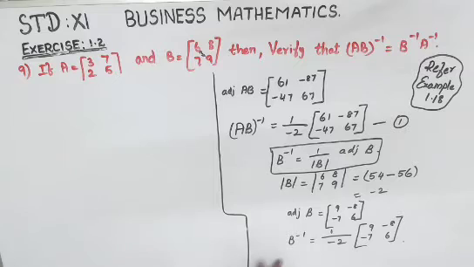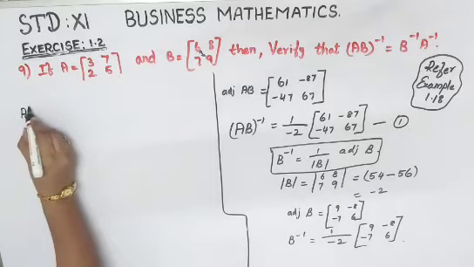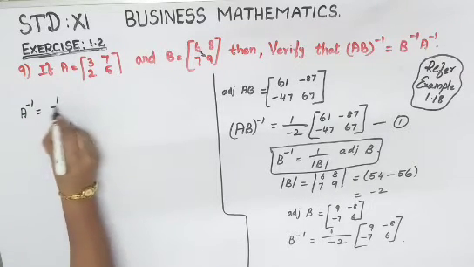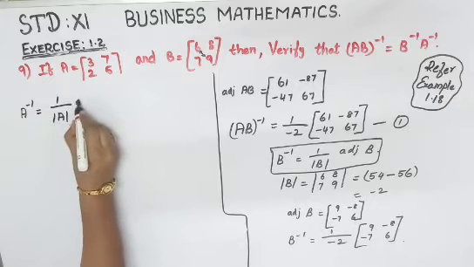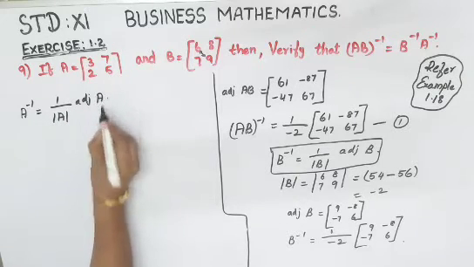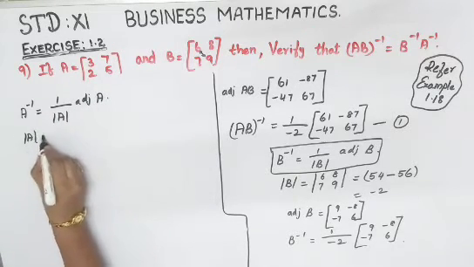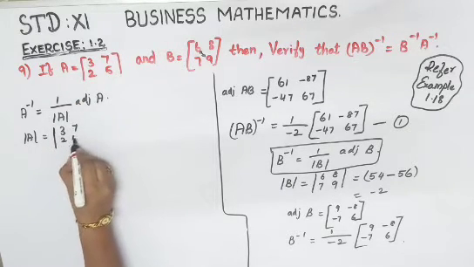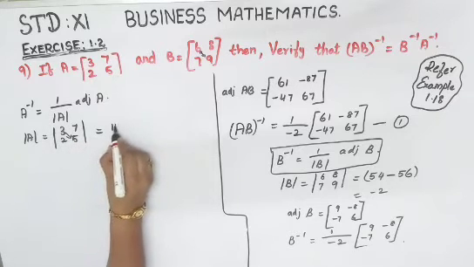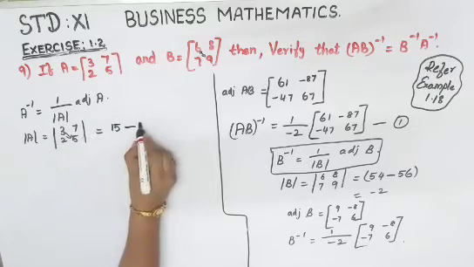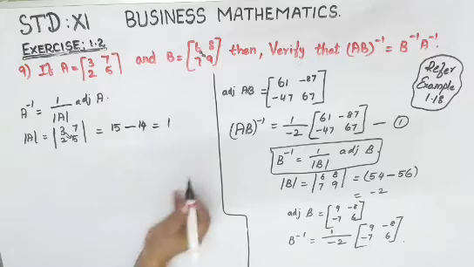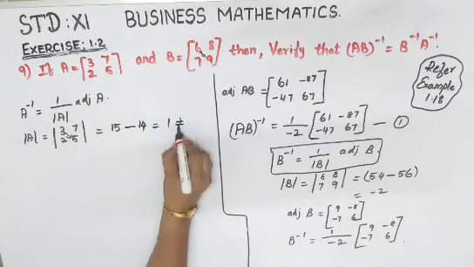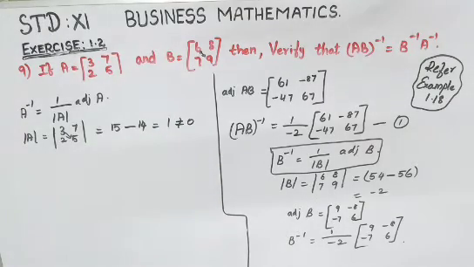So the next step is A inverse, you'll have to find it. A inverse is equal to 1 by determinant of A into adjoint of A. So first we'll find the determinant of A, which is 3 7 2 5. Multiply these, 3 5s are 15 minus 2 7s are 14. So you'll get 1, which is not equal to 0. Therefore you can write that A inverse exists.